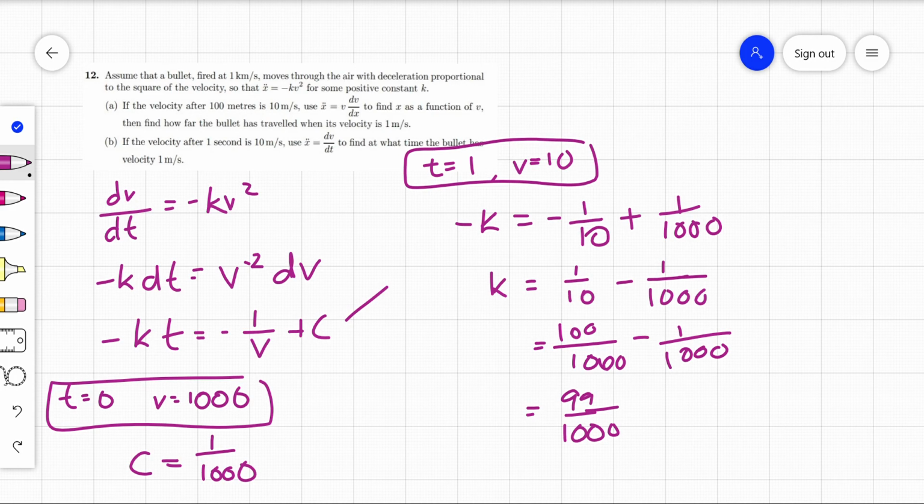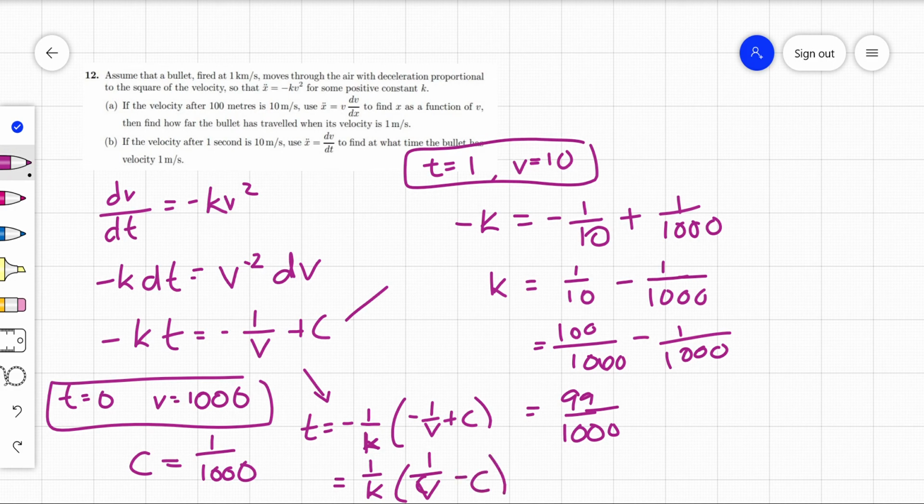All right, so let's put it back into my t equals equation. I'm kind of using this all the time because I haven't written it, which I should have. But so t is going to be, let's think about it. I'm going to divide by that negative k. So it's going to be 1 on k, I'm going to have negative 1 on v plus c. All right, so if I had 1 on k, it would be positive 1 on v minus c. All right, so that's what I'm going to use.